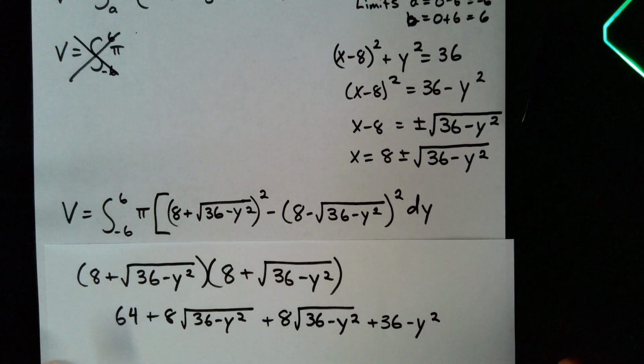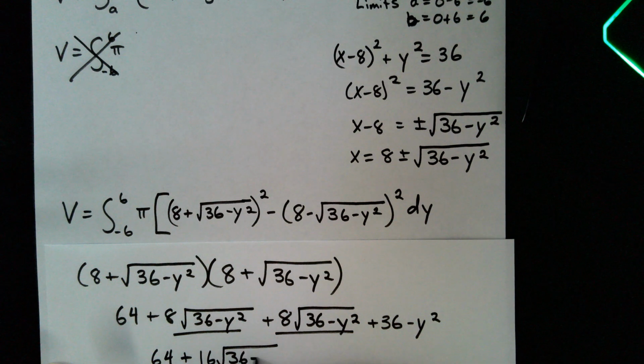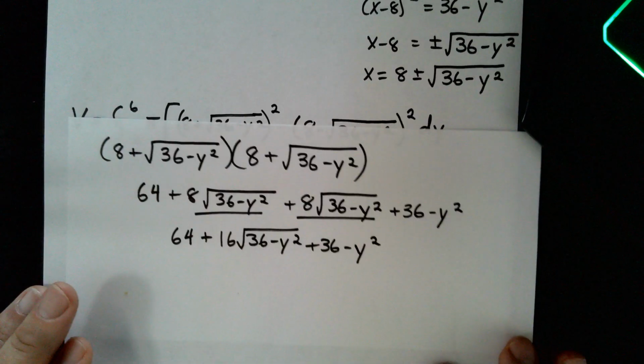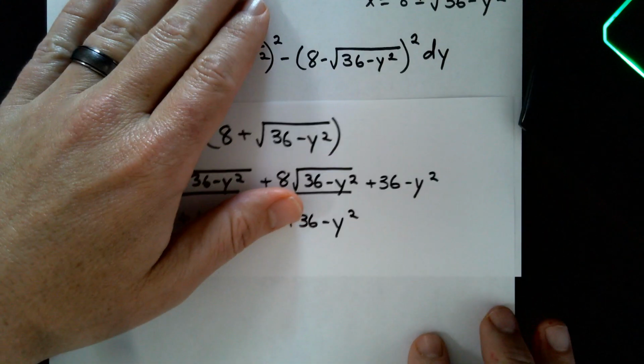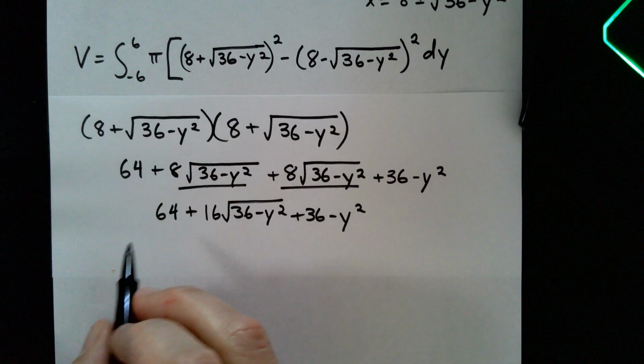Okay. Now we can combine like terms. We have them right here. So it's 64 plus 16, that's the 8 plus 8 of the square roots, times the square root of 36 minus y squared, and then plus 36 minus y squared. Let's do the other one real quick.